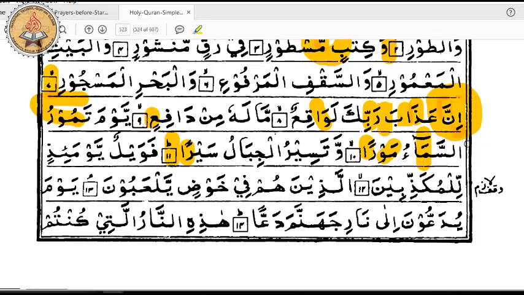Inna azaba rabbika. Yeah. So this time it was correct, but last time you didn't prolong the za, because you said azaba, as in you didn't prolong the alif. There is azaba. But this time it was done well, so well done. And now, what do you think about the third mistake?